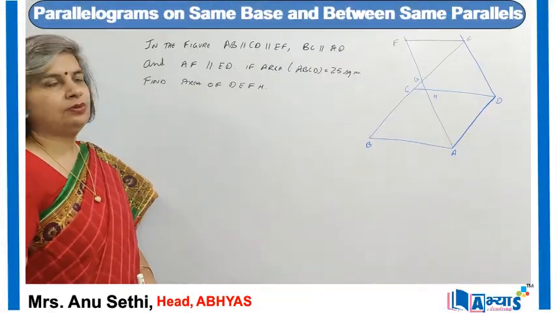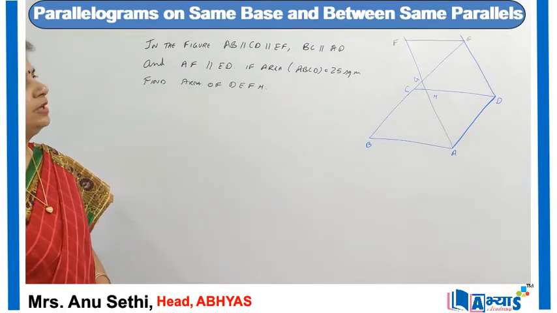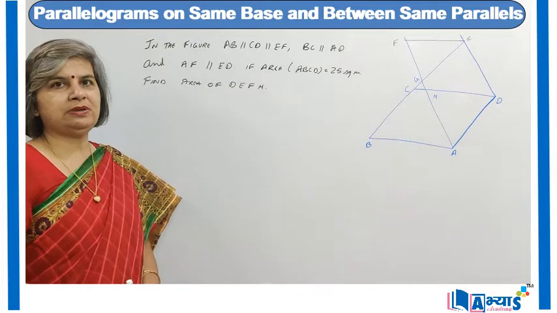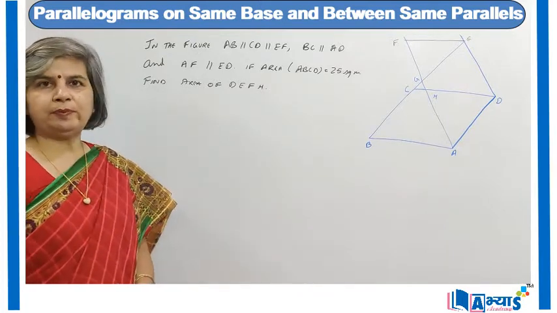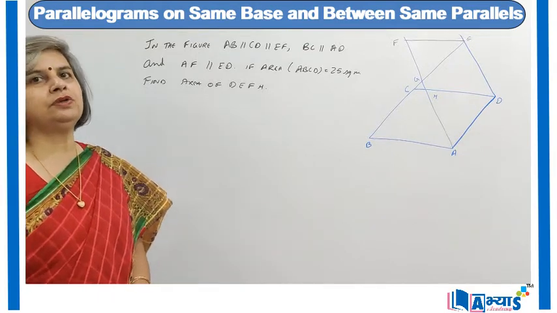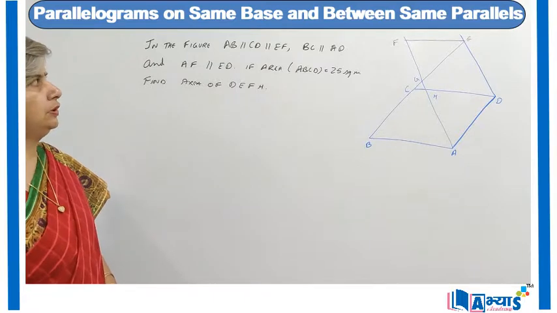So now let us try to solve the question by using the concept of parallelograms on the same base and between the same parallels. We know that if we have two parallelograms on the same base and if they are between the same parallels, then the area of the two parallelograms are equal. So now we will use this concept to solve this question.